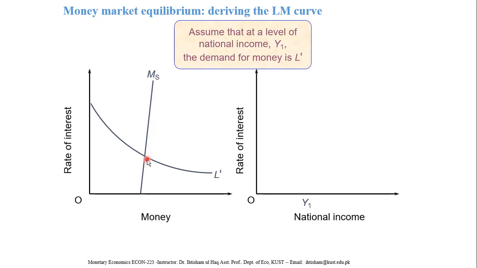The intersection of the supply of money and the demand for money determines the rate of interest R1. This R1 corresponds to the Y1 level of national income. So we mark this point as point C.